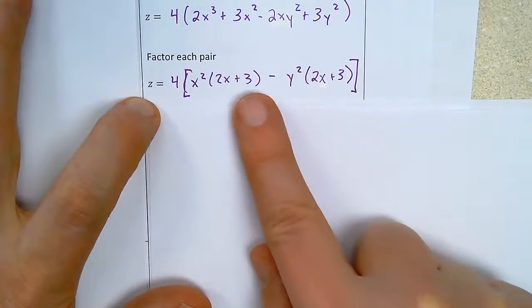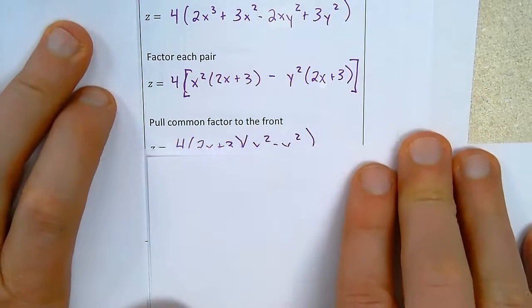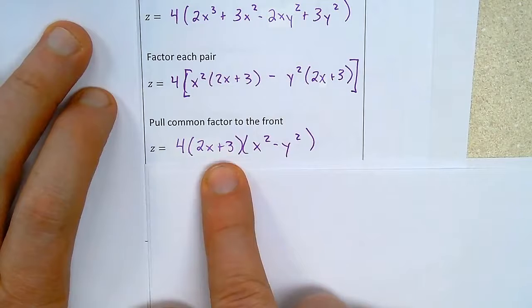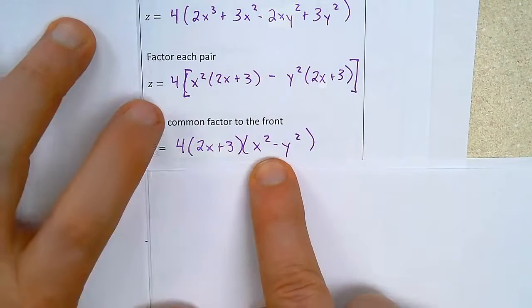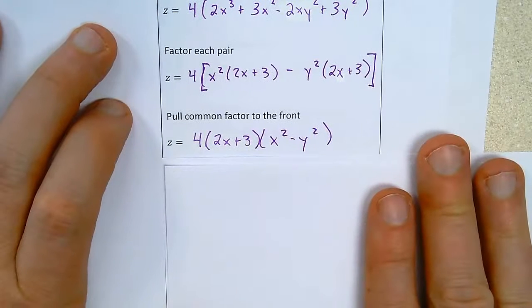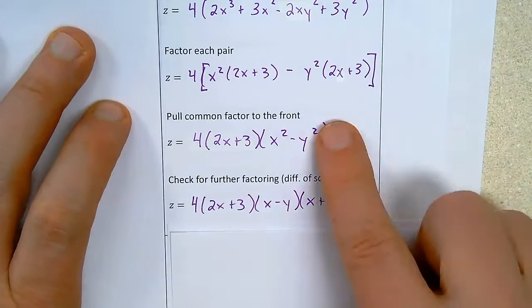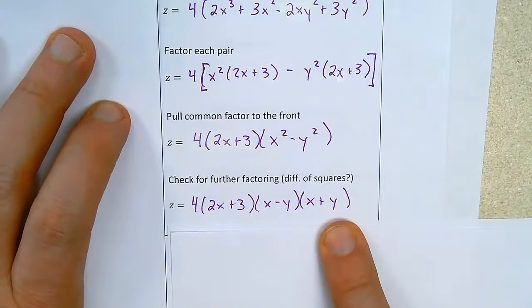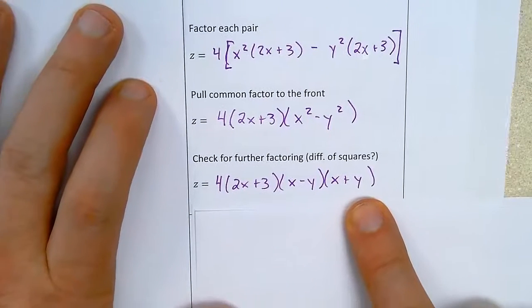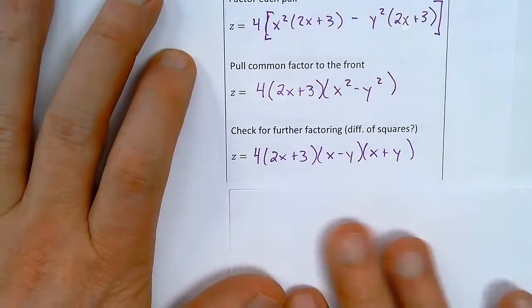My parentheses match, 2x plus 3 and 2x plus 3, so we'll factor that towards the front, 4 times 2x plus 3, leaving behind x squared minus y squared. X squared minus y squared is a difference of squares, so we can apply the difference of squares to that. Okay, 2 more, real quick.